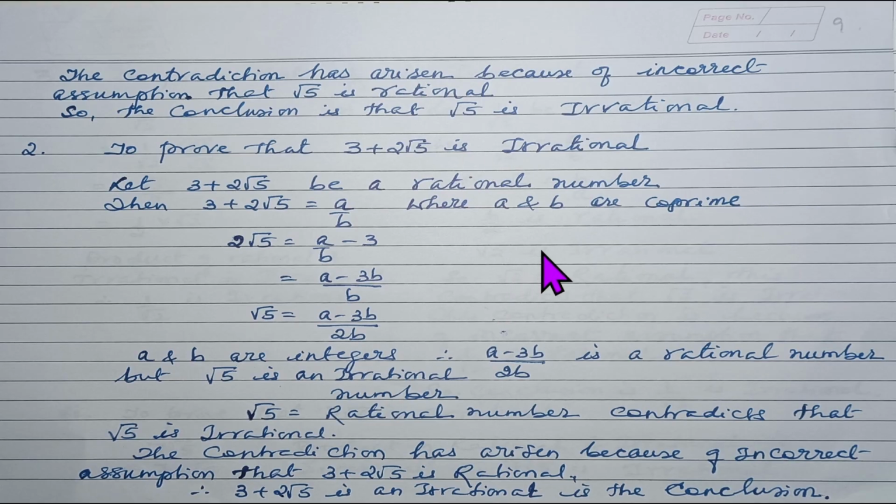But let us understand the contradiction method. Let 3 plus 2 root 5 be a rational number. So let us assume that it is a rational number first.